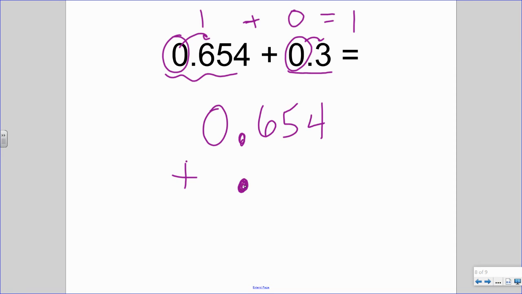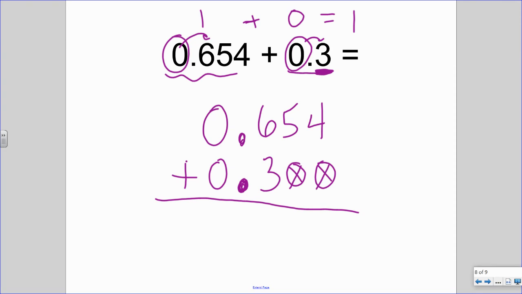I need to make sure that my place values are lined up. Since this 3 is in the tenths place, I want to line that up with my tenths place, which is right here. And I have a 0 in the ones place. And here's my equal sign. Before I can solve, just make sure you annex your zeros into your empty places. Now, guys, it is just this simple.